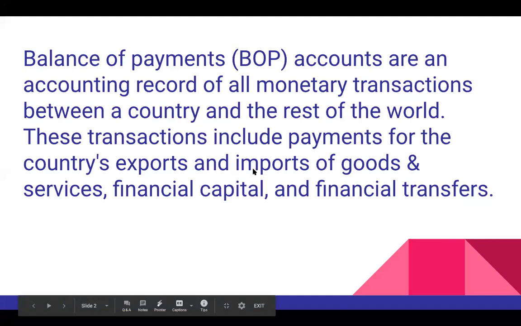These transactions include payment for a country's exports, receipts for its imports of goods, services, and if it receives any financial capital or if it invests some financial capital abroad, and any kind of financial transfers. These are recorded in a balance of payments statement. So whatever transactions you have which are monetarily measurable, in short called economic transactions, are recorded in the balance of payment statement. So balance of payment ideally records a country's transactions with the rest of the world.